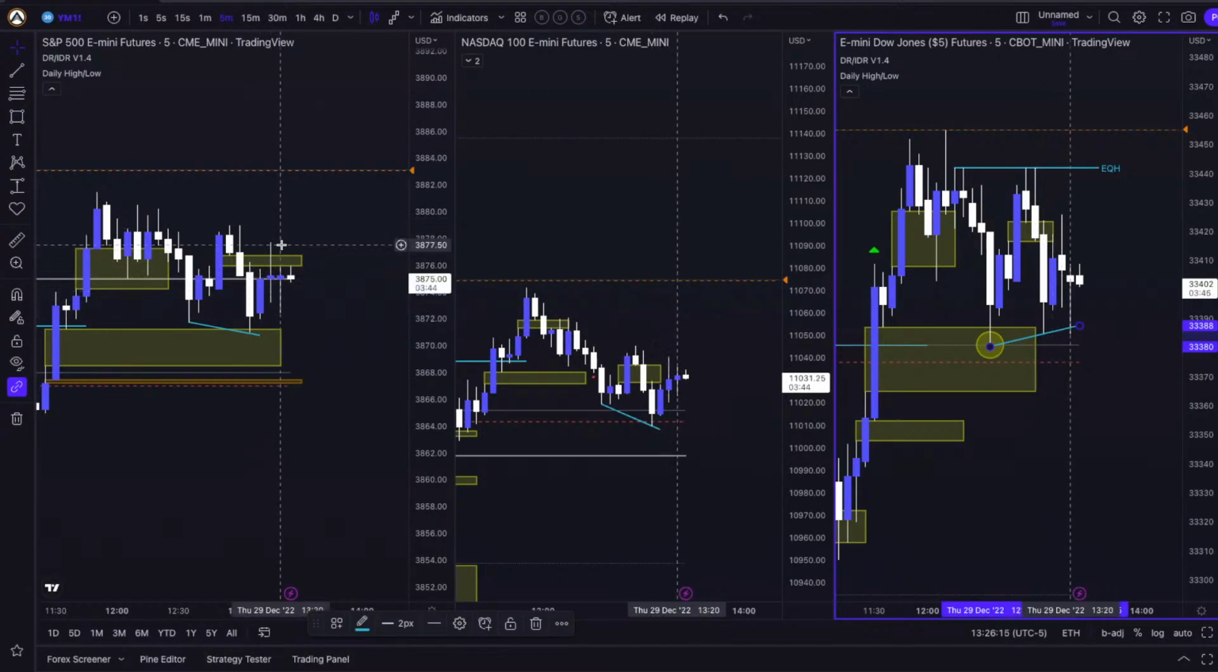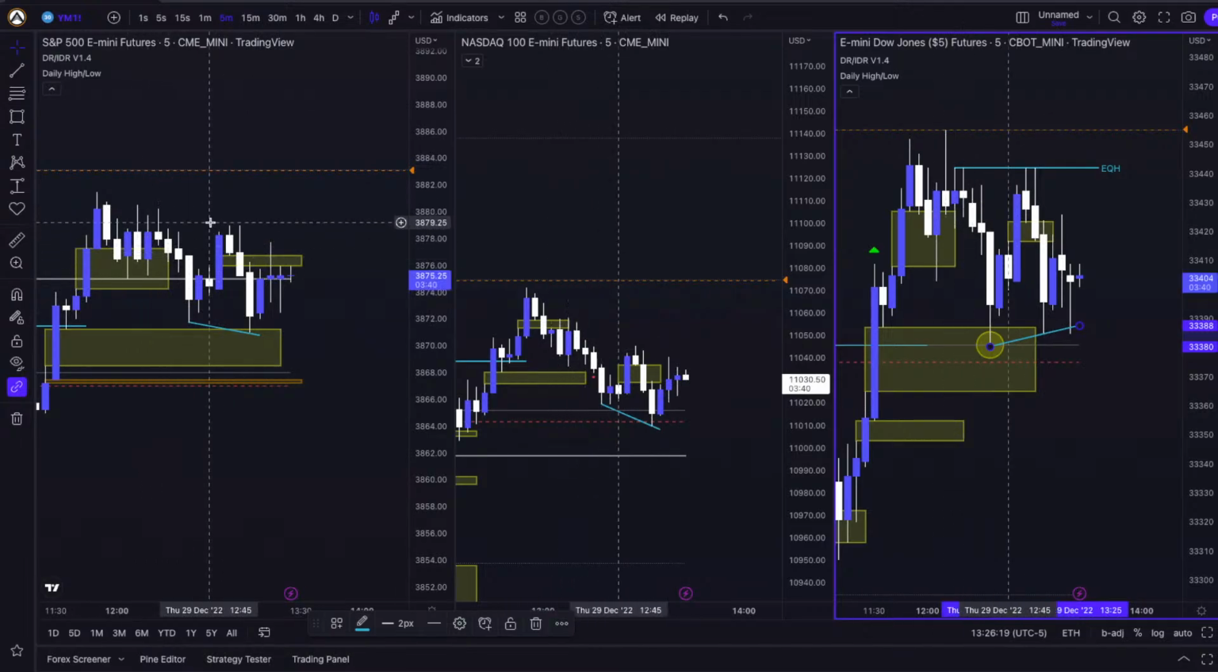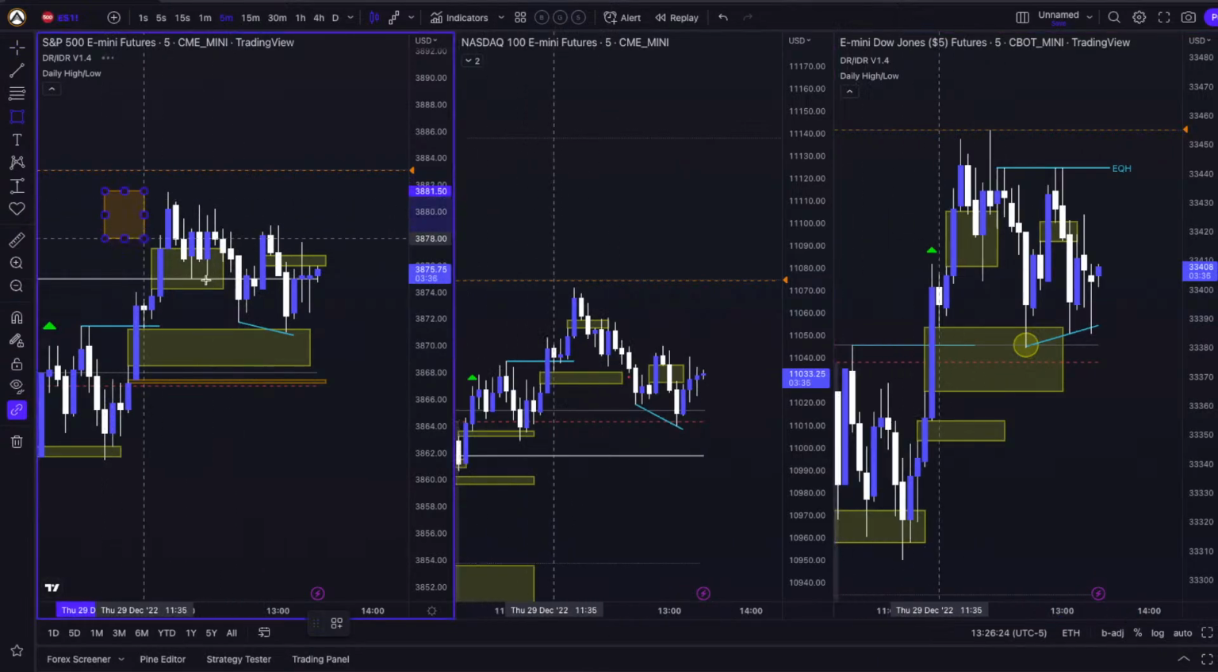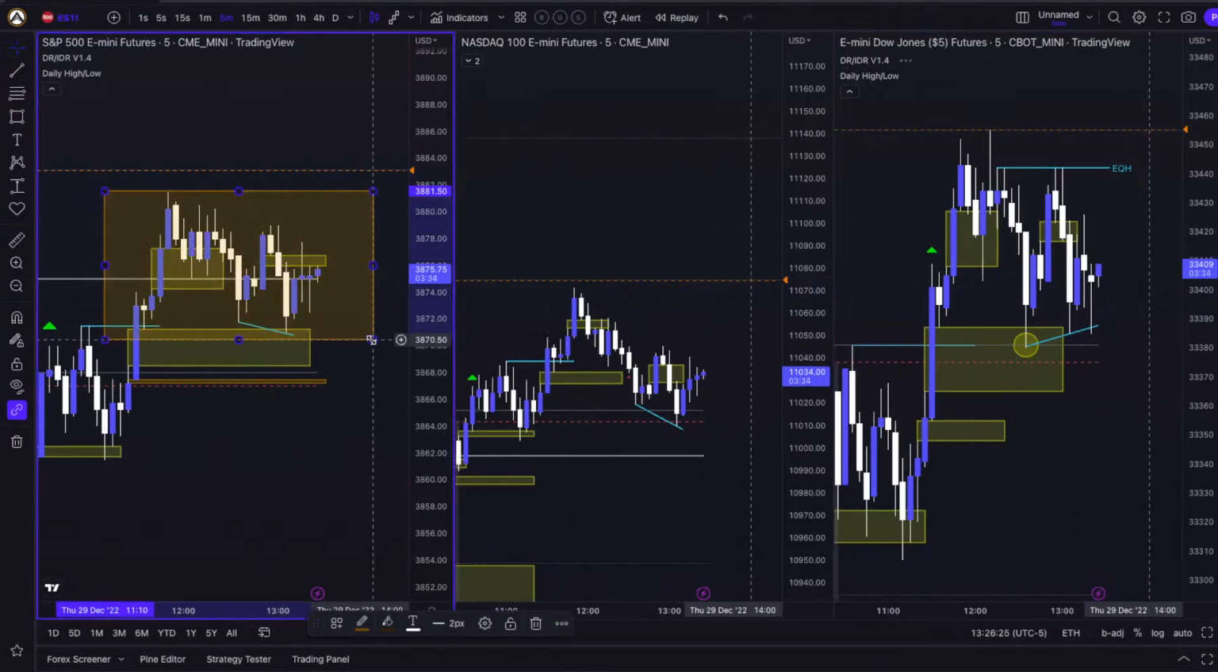Big doji with huge wicks. Same here, same on this candle. Right around here, pretty much the same thing. So you don't want to get stuck in this sideways movement unless you have a big stop loss and a big tolerance for drawdown.